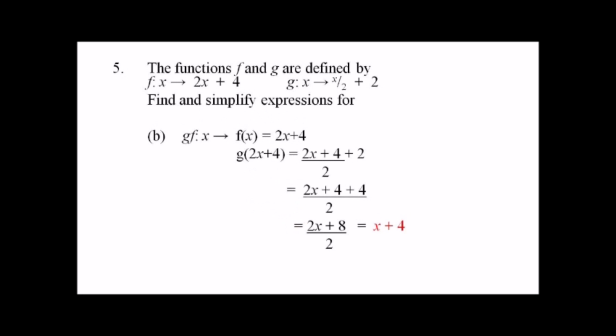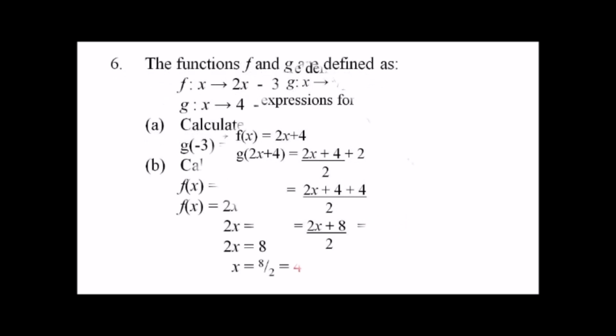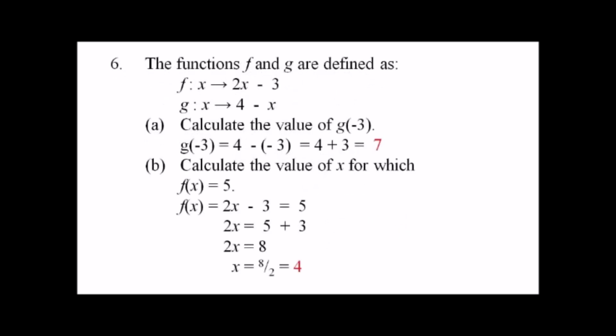And we move on to b. gf of x, the composite function. So f of x is 2x plus 4. Put that whole thing in for x in g of x. So you get (2x plus 4) over 2 plus 2. And when you work it, you get (2x plus 4 plus 4) over 2, (2x plus 8) over 2, which simplifies to x plus 4 when you divide by 2. Got it? Yeah.